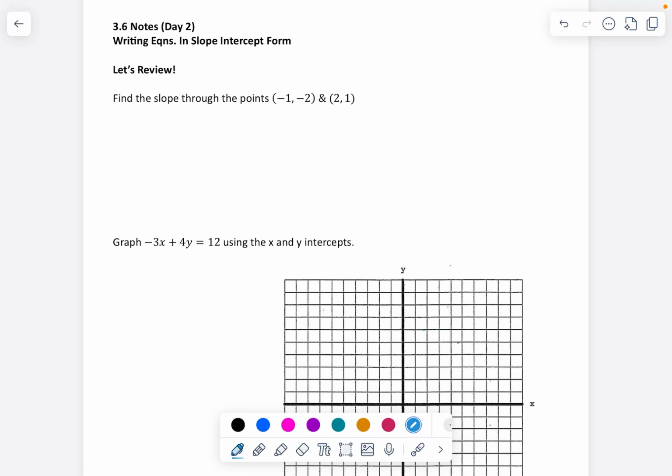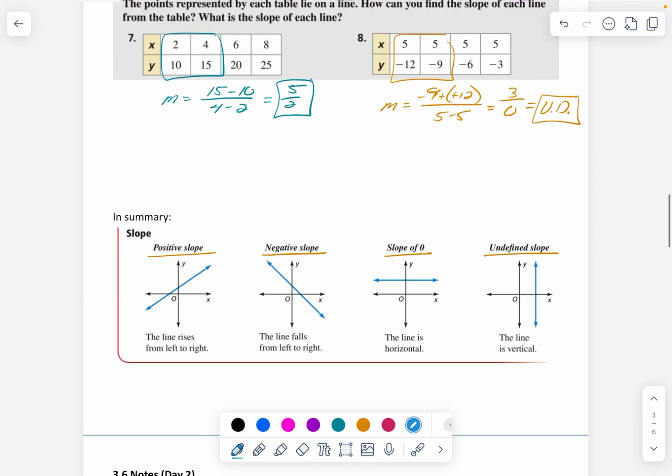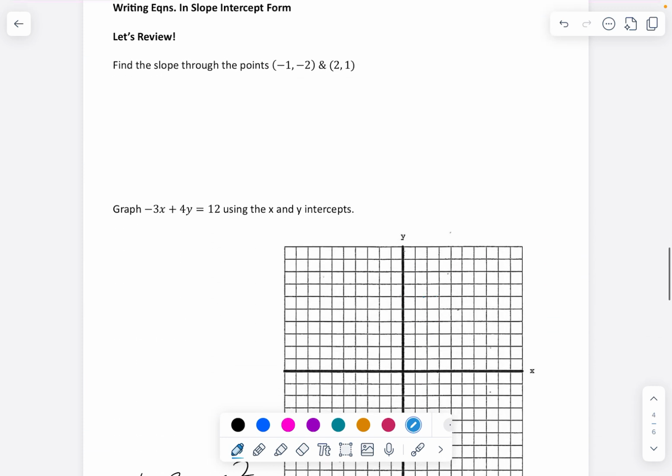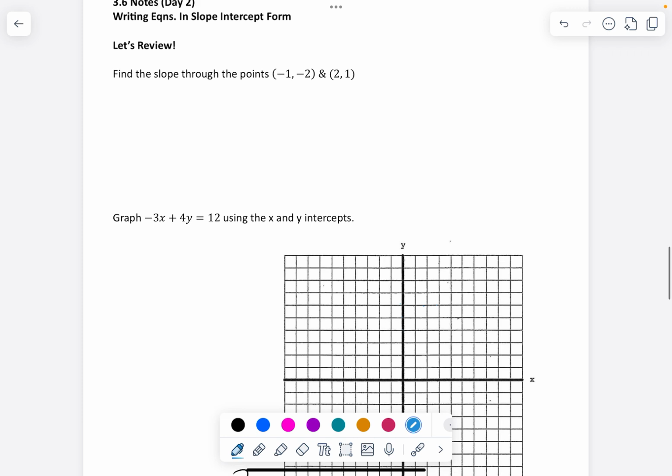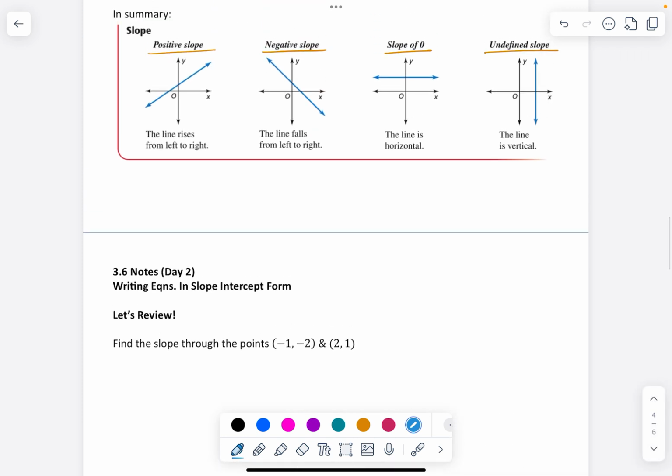All right, today is day 2 of 3.6. Yesterday, remember, we started talking about slope. And slope, as a reminder, was the slant of the line. And we learned, let's recap here, that if it's increasing from left to right, it's positive slope. If it's decreasing from left to right, it's a negative slope. A horizontal line is a zero slope because there's no rise, but yes, run.